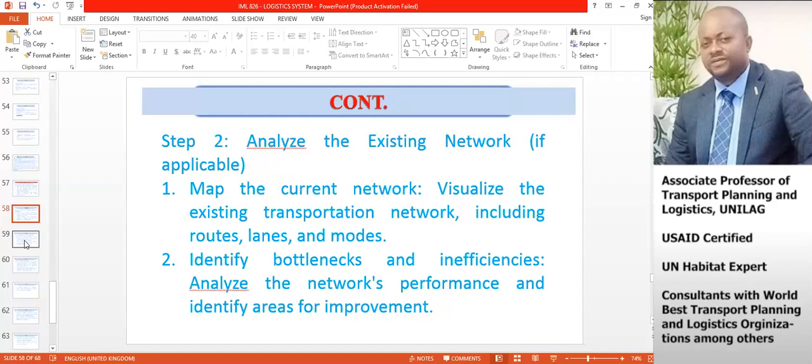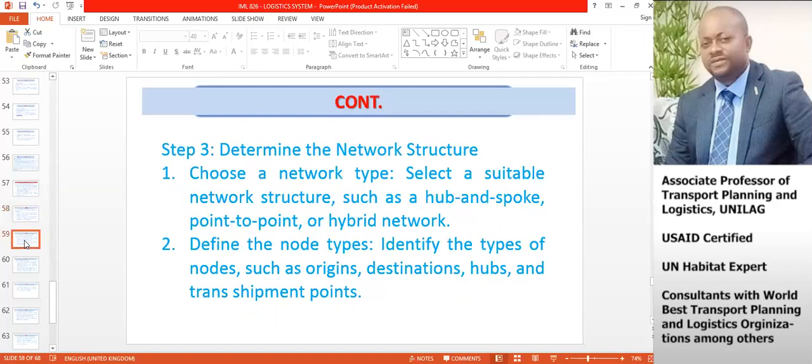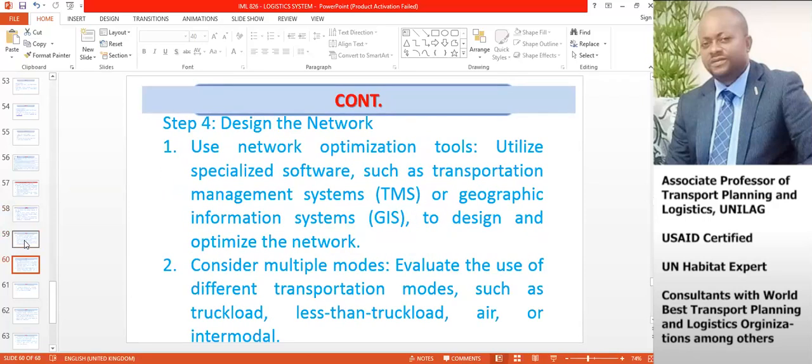Okay. The number 1, 2, 3. The number 2 is if it is a new business. If it is not a new business, and most times before you talk of network design, transport network design, you must have started the business. Then you want to enhance your network. So you design the network.